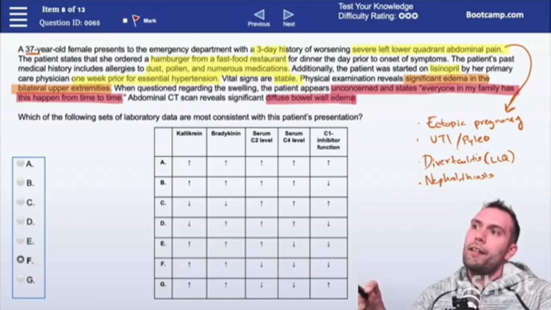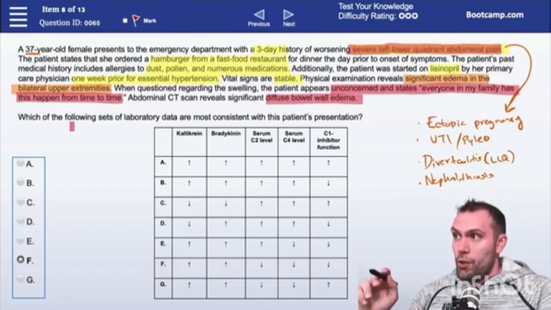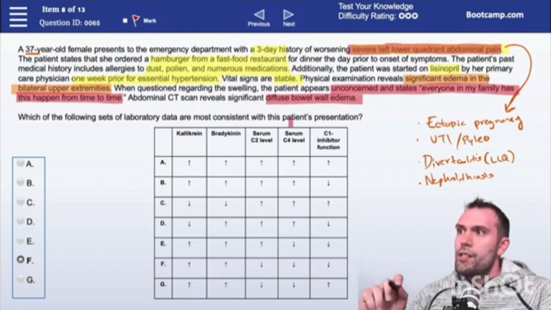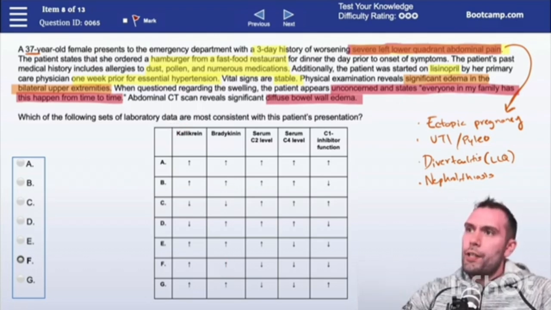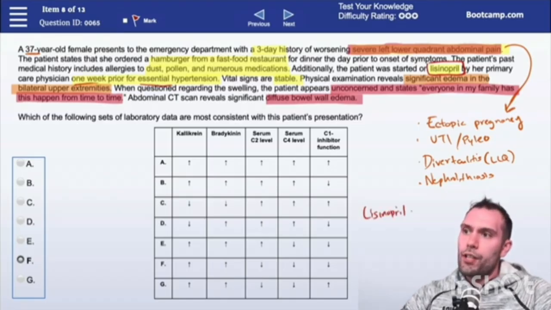Okay, so this would explain a little bit about where this abdominal pain is coming from. Which of the following sets of laboratory data are most consistent with this patient's presentation? Just putting the pieces together here. So this patient was recently started on lisinopril for essential hypertension about 1 week ago. So this is where you have to put the pieces together. You have to understand lisinopril is an ACE inhibitor, right? So it's an ACE inhibitor.